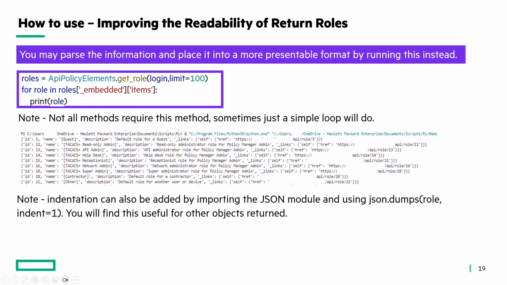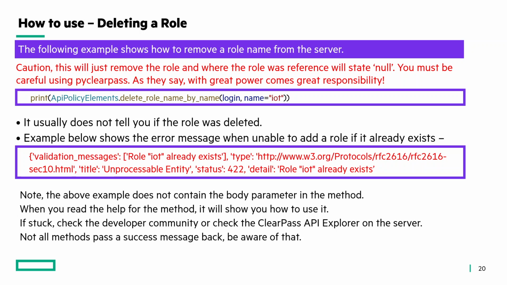So it's just an example of looping through the data on the server, but also making it more of a readable format. If you want to delete a role, for example, this prints to the screen, and we're referencing the API policy elements and the delete role name by name. Then we pass in our login variable and the name of IoT, the role we want to delete. It doesn't normally say if it's deleted. One thing to be very careful about when using this is it doesn't stop you from deleting a role if it's used in a policy. It will just return null in the policy. So it could be quite dangerous, because in the GUI there are methods to prevent that deletion of data if it's referenced anywhere else, whereas using the API doesn't stop you.